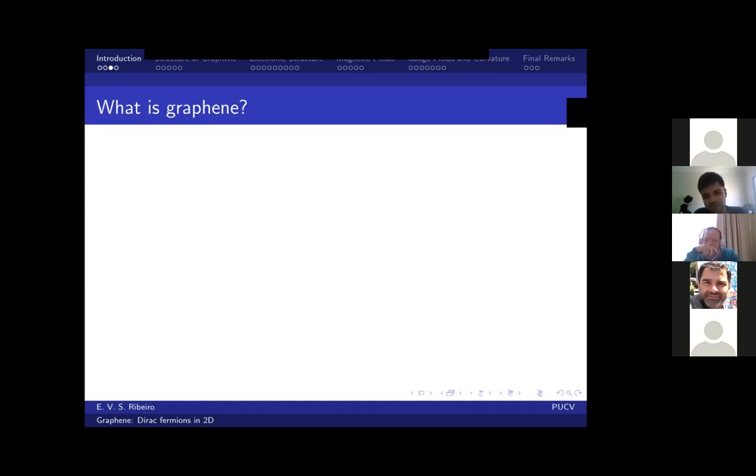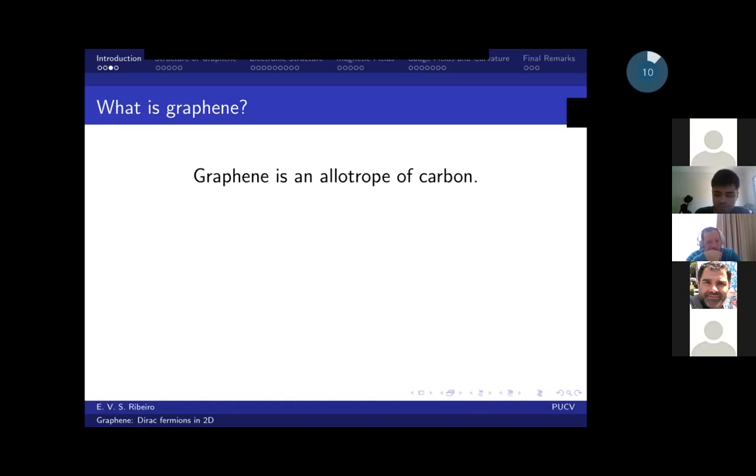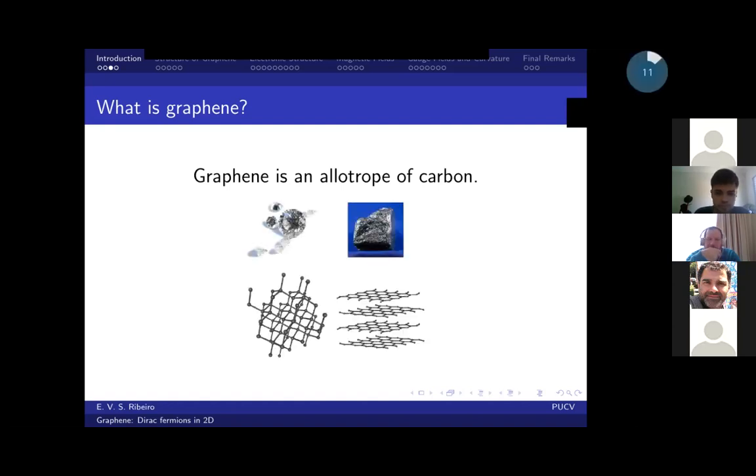So one important thing to move on is to know what graphene is. Basically graphene is an allotrope of carbon, and we know carbon has a lot of allotropes. Here we have two examples. Here is diamond, which has a tetrahedral crystal structure, if I'm not mistaken. And here we have graphite, which has a very different structure: basically a lot of sheets, one atom thick, stacked one over another and bound by van der Waals interaction.